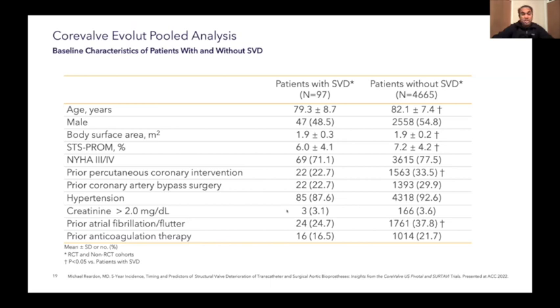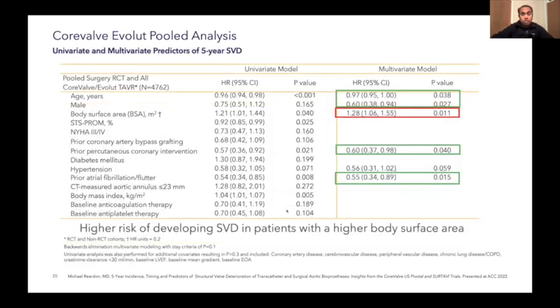particular potentially fatal outcome. So looking at the multivariate model here, you can see kind of what popped out in that: age, gender, body surface area, clearly some other things. But really, the whole thing here is the higher risk of developing structural valve deterioration in patients who have a higher body surface area and or who had surgery in these particular trials.